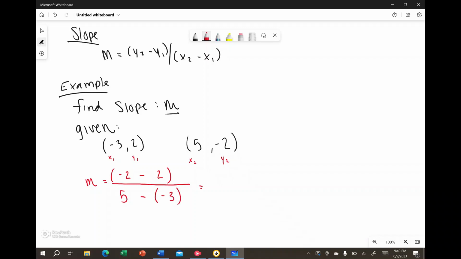So let's fill the values in here. Notice how the 5 is going to be minus a negative, so this is actually going to change to a plus when we are doing the math. And we can simplify it by getting the slope to be negative 1 over 2.